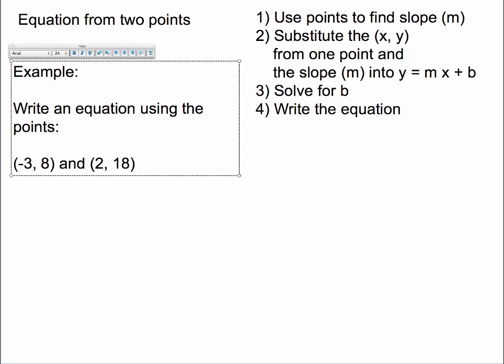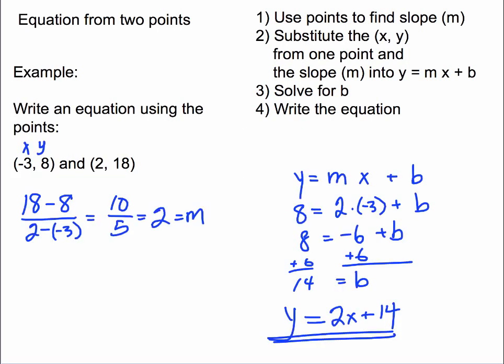I'll do this example quickly. I'll just kind of show you how I put the answer together. If you'd like, before I put that up, you can stop the video and try it on your own. And here's the solution. The slope is 18 minus 8 over 2 minus negative 3. That's 2. We use the point negative 3, 8 to substitute for x and y in the equation, and we get 8 equals 2 times negative 3 plus b. Solve for b, and the equation is y equals 2x plus 14.